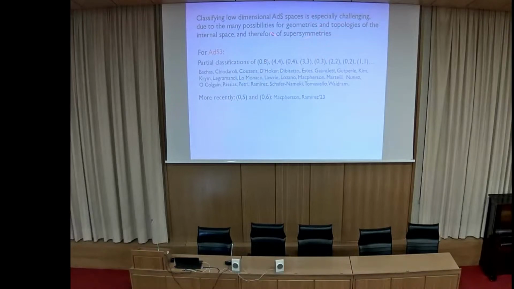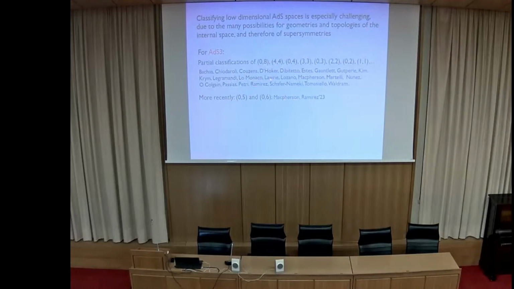So in the particular case of AdS3, which is what I'm discussing here, there have been partial classifications of these geometries with various numbers of supersymmetries realized in both sectors, or in one of the sectors. Some of these classifications are complete, some others are partial. Many people have contributed to this.